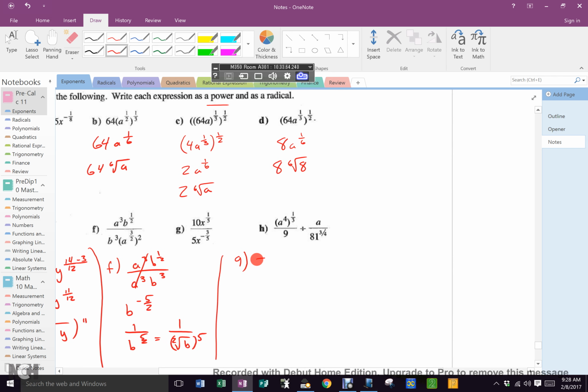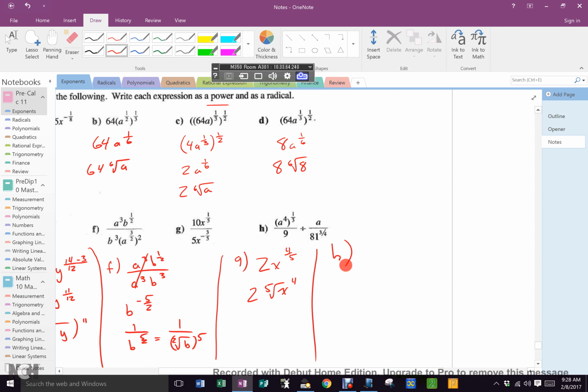10 divided by 5 is 2. 1/5 minus negative 3/5 is 1/5 plus 3/5, which is 2x to the 4/5, which is the 5th root of x to the 4th. And finally, H.